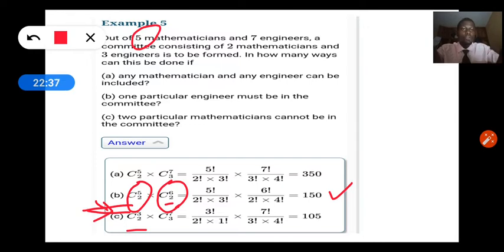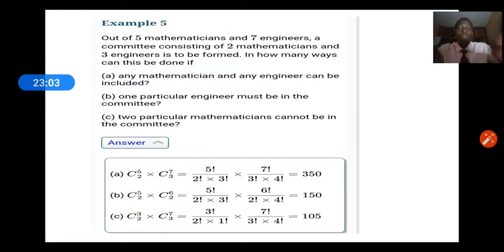Then for the second one, they didn't give us any condition about the engineers. So we still have 7 combination 3 as we have here. Simplifying what we have, we get 3 factorial over 2 factorial times 1, times 7 factorial over 3 factorial times 4 factorial. So simplifying that, I have this. So with this, we've done justice to combination.